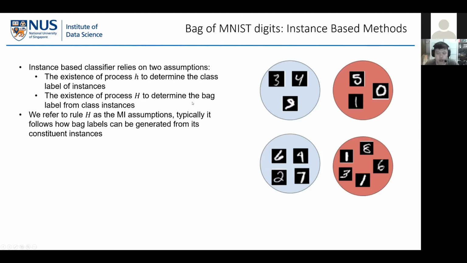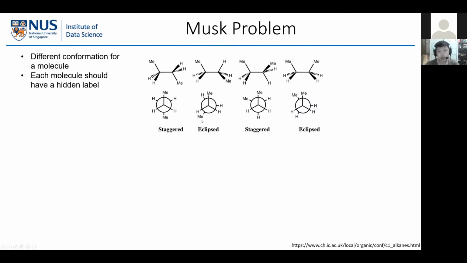In our previous example during our lab, this rule capital H is what we call the MI assumption, the multiple instance assumption. In our previous example, this rule is that if a bag contains at least 3 digits of 9, then it is positive. Otherwise, it's negative. Typically, in instance-based classifiers, we try to classify each instance. After we classify each individual instance, we combine these labels using what we call multiple instance assumptions. To illustrate this, let us take a look back at the musk problem.